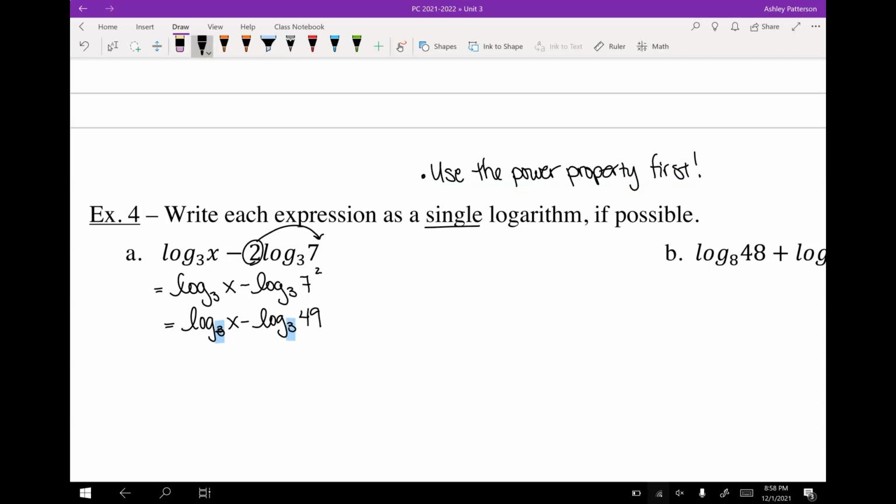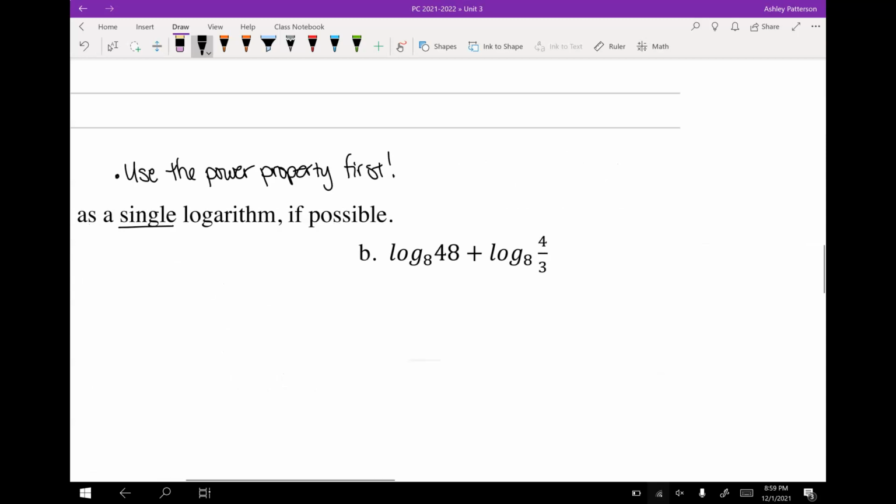Okay, so since we have subtraction, we can rewrite this as the log base 3 of the first term over the last term. Nothing else we can simplify, so this is our final answer. Yay! Okay, well, let's do another one.